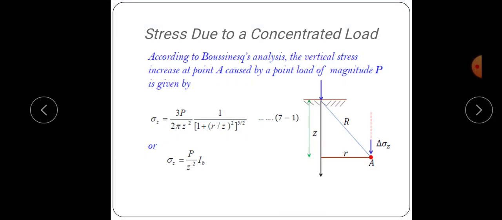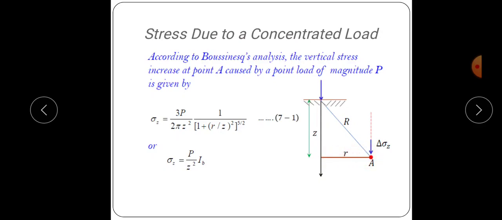So here this is r and this is z. If the point where we are finding the vertical stress is directly below the load, that is, if the point A is somewhere here, what will be the value of r? In that case r will be equal to 0. So if we are finding the vertical stress directly below the point load, the value of r will be equal to 0. Otherwise there will be some value for r.